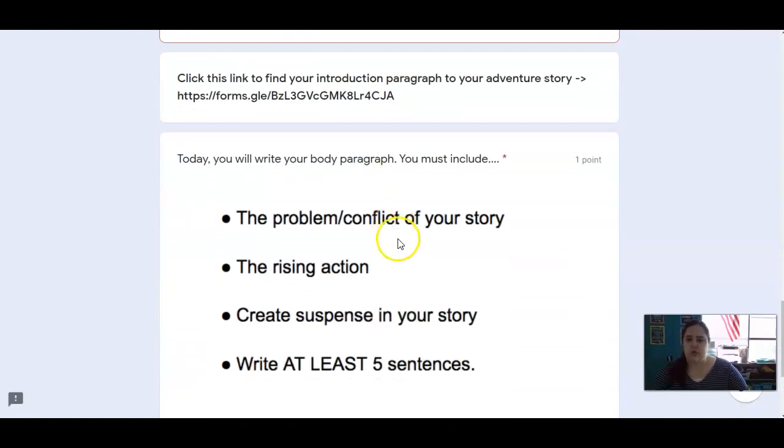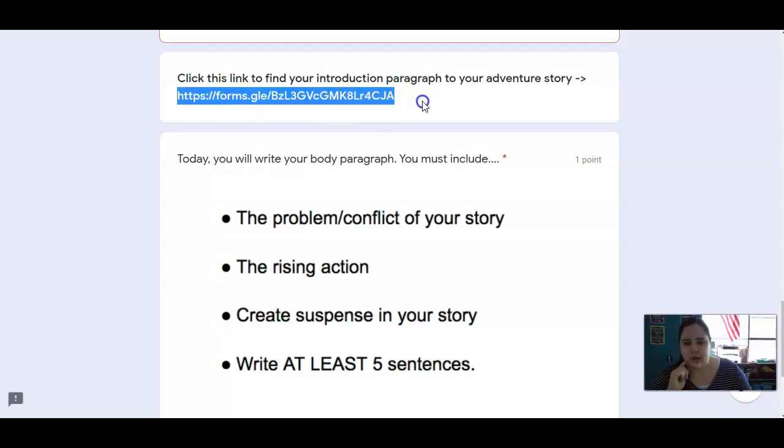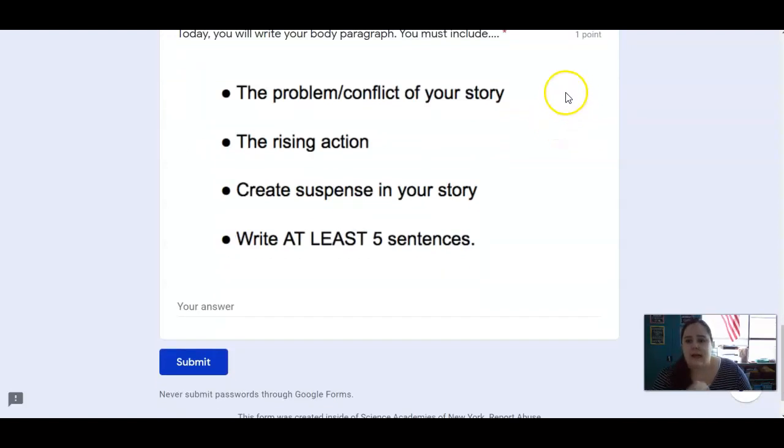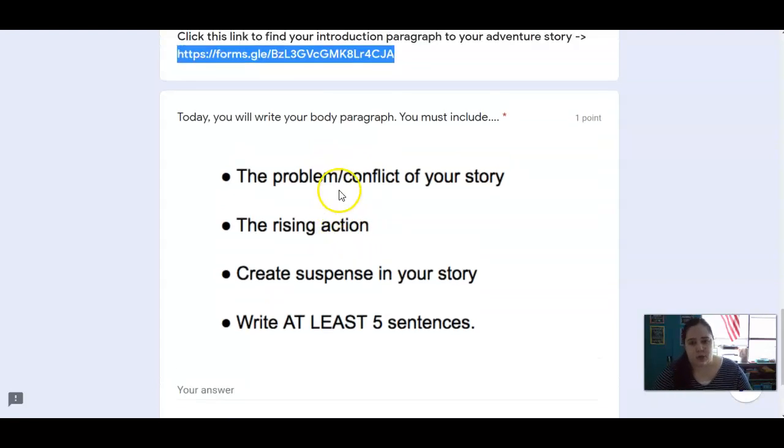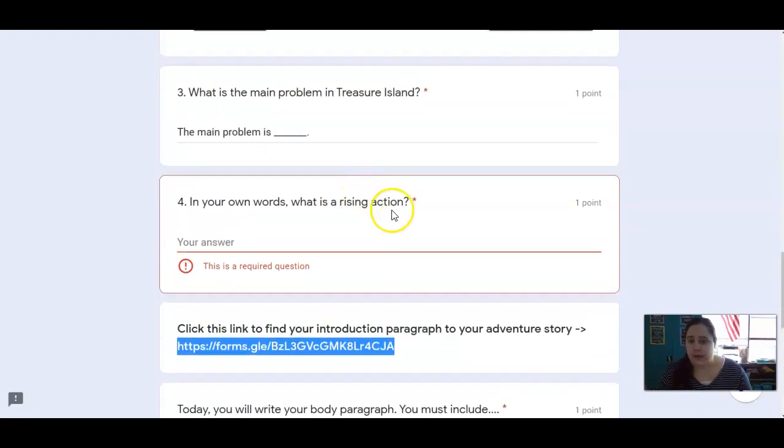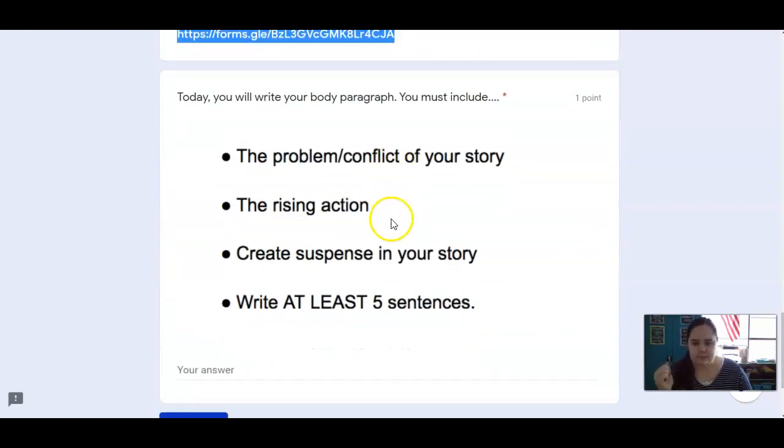All right, so you already wrote your introduction paragraph. You can use this link to go there and see what you started your story about. You're going to write your body paragraph today. So it must be at least 5 sentences long, and it must include the problem or conflict of your story. So two characters are arguing, two characters are fighting, something is happening that is a problem. The rising action, so the characters that are building up to that problem.